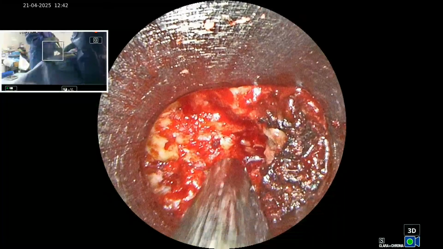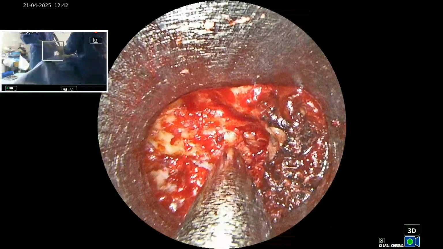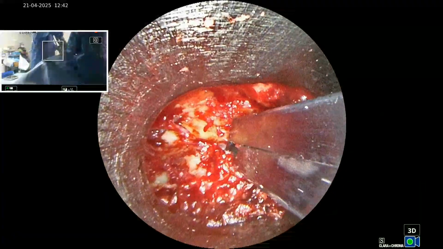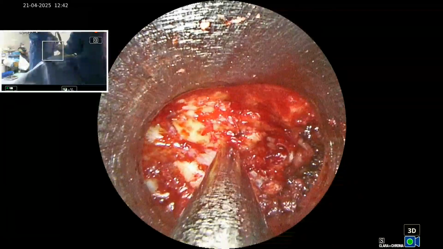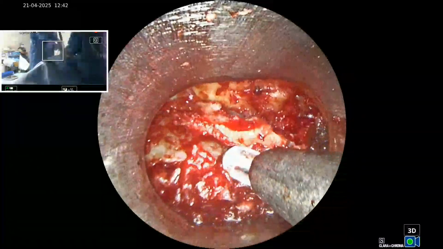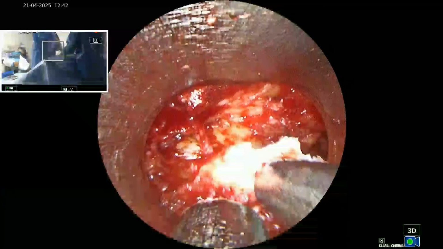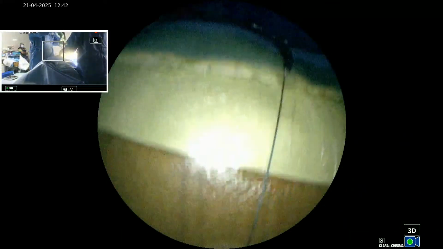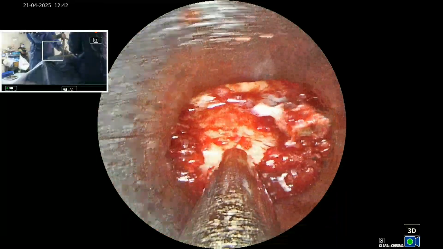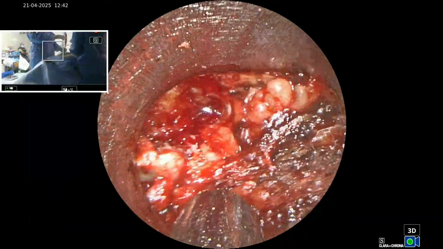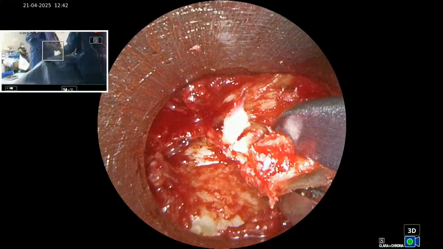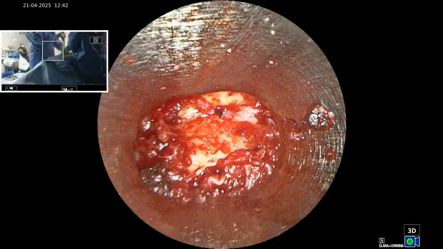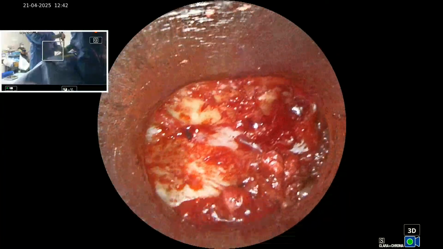This is the spatula, sorry, 45. So the facet is very much hypertrophied. The medial aspect hypertrophic portion of the facet, we have to remove, otherwise the normal will not be able to decompress. 45.